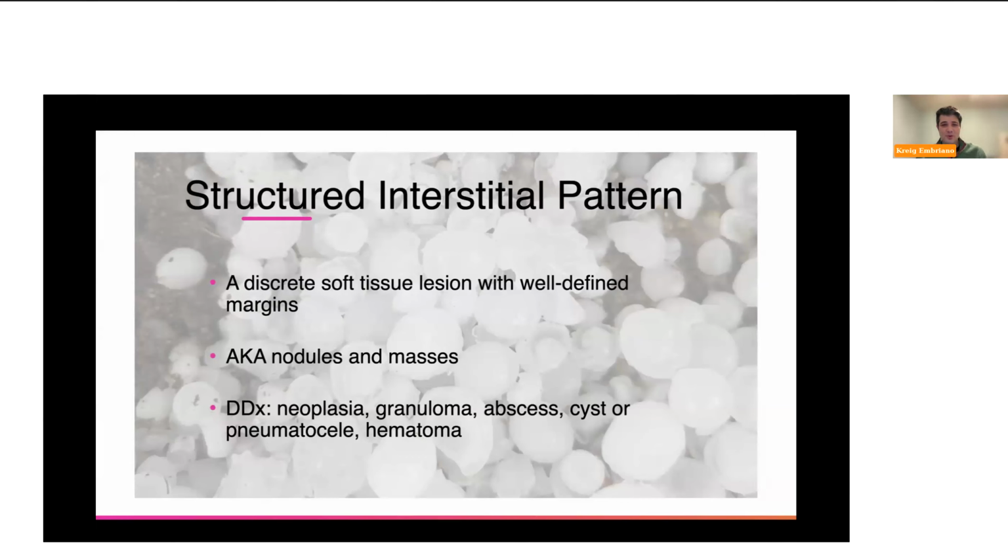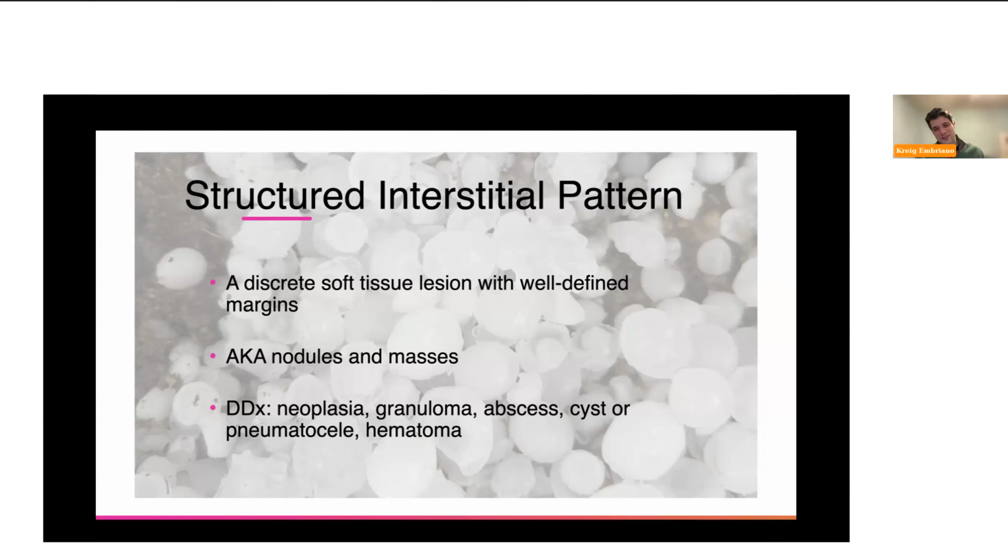So these are discrete nodules and lesions. They're fairly well defined compared to the more amorphous looking interstitial and alveolar infiltrates. There's not too many things that it can do in terms of what it is. So neoplasia is going to be a pretty common and concerning lesion. A granuloma or an abscess are your other differentials to keep in mind.